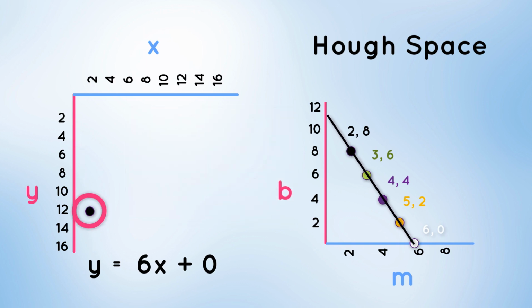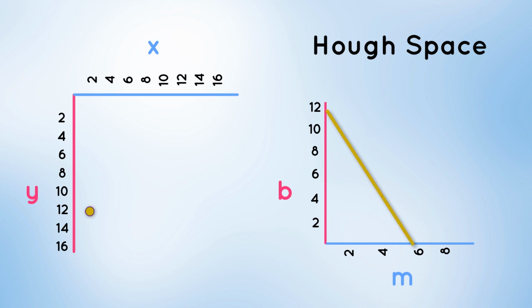Notice that a single point in x and y space is represented by a line in Hough space. In other words, by plotting the family of lines that goes through our point, each line with its own distinct m and b value pair, this produces an entire line of m and b value pairs in Hough space.